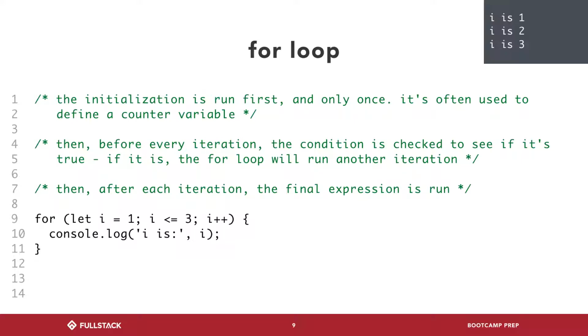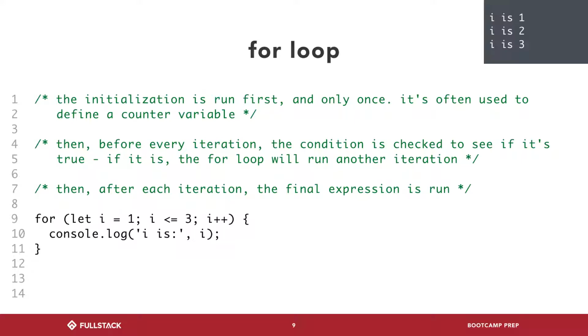The next thing it does is check the condition. Is 1 less than or equal to 3? And the answer is yes, it is. So it jumps to the code block and says, console log out for me whatever this is. In this case, we're console logging out i is 1. After this code block finishes running, we go to the third part, the final expression, which basically just adds 1 to i. And that's one iteration.